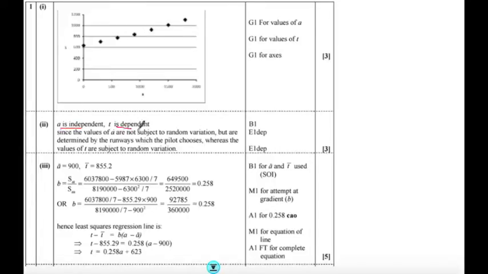Since the values of A are not subject to random variation, so A is something he's decided, determined by the runways which the pilot chooses, whereas the values of T are subject to random variation. So really that's the key phrase here: which of them are subject to random variation.